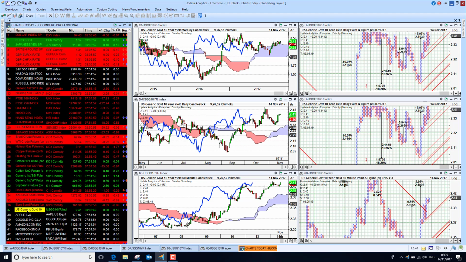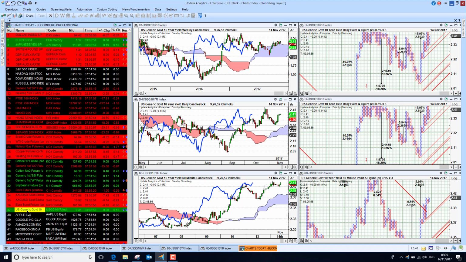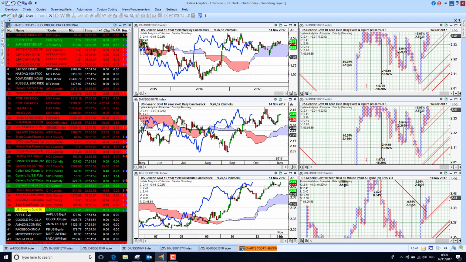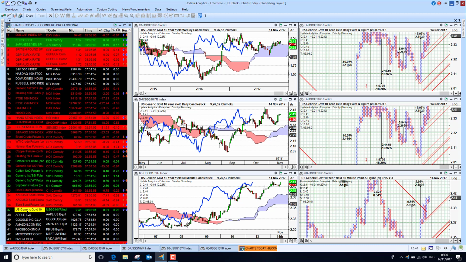Taking a look at US Treasury yields, sitting at 2.41%, good session yesterday, rose 3 points, and we're now sitting at that 2.40 area, so interesting that 10-year yields are pointing higher again.